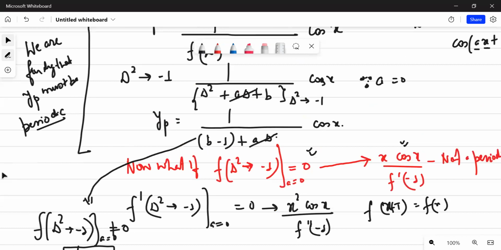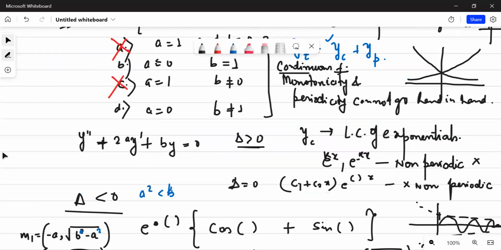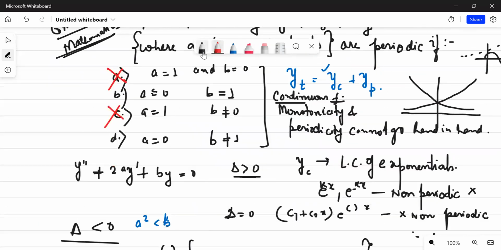So the answer would reduce to writing a equal to 0 and b is not equal to 1. Is that clear or not clear?